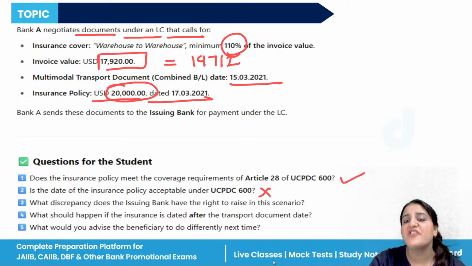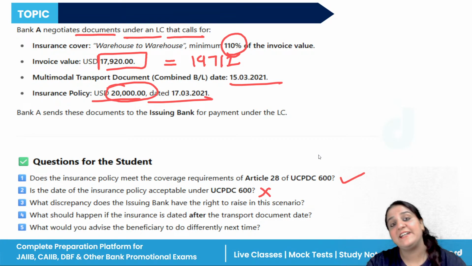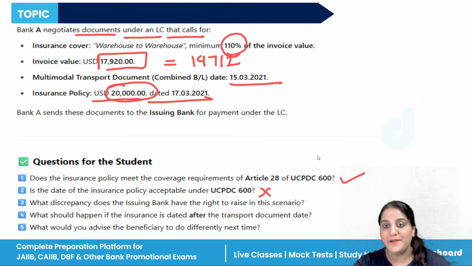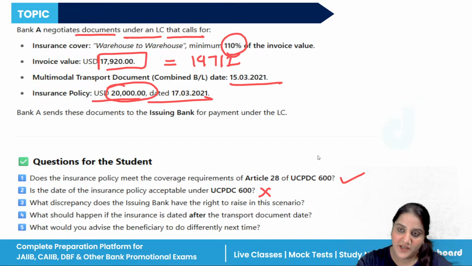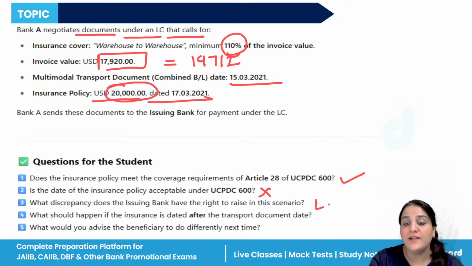Who has the right to reject? Issuing bank. Issuing bank has the right to reject the documents. Why? Because the insurance document is dated later than the date of the transport document. There is no statement that the cover was effective from the date of shipment. So it is not complying with the LC terms under Article 28.